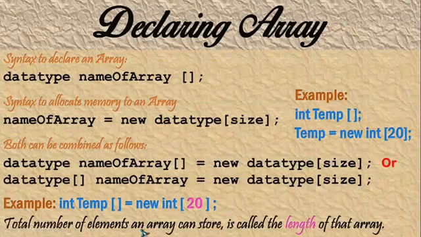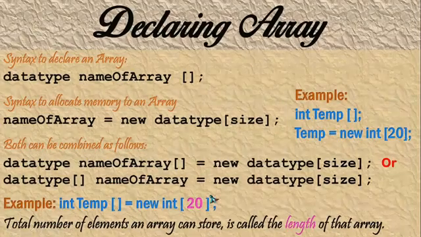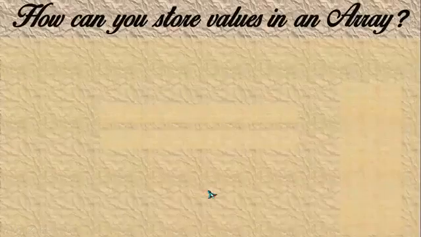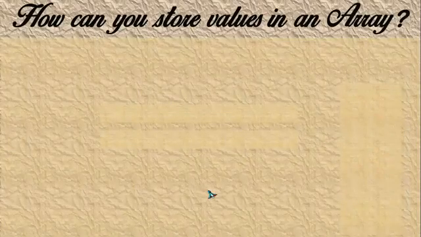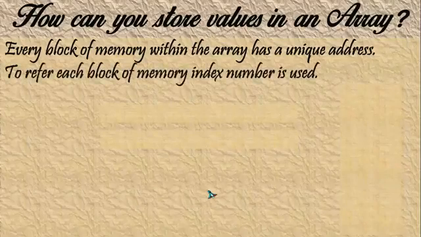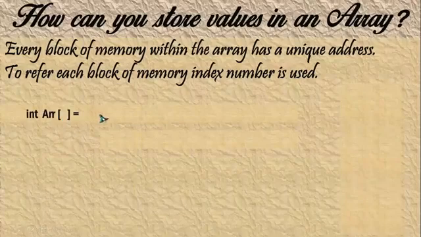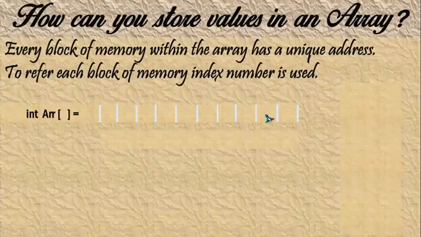So the total number of elements an array can store is called the length of that array. So this is the length of that array. Now let us understand how we can store the values in that array. If we have an integer type of array of size 10, the array allows you to store 10 integer values continuously. So every block is addressed with a unique address. This address is the index number. So to refer to each block of memory, the index number is used. Here I have an integer array which can store 10 integer values.